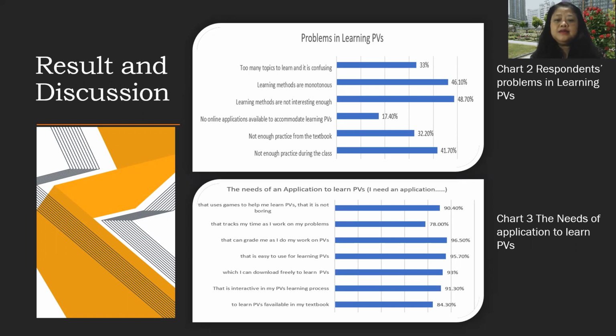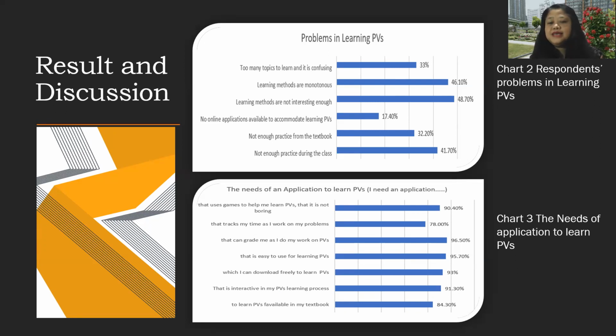So the next one, the second chart, or chart 3, shows the need for an application to learn phrasal verbs. There are some items that we asked them to respond to, and almost every response is higher than 90%, except for 78%, and also the last one is 84%. But take a look at the highest one. The highest one is 95.70%. It says that I need an application that is too easy to use for learning PV.